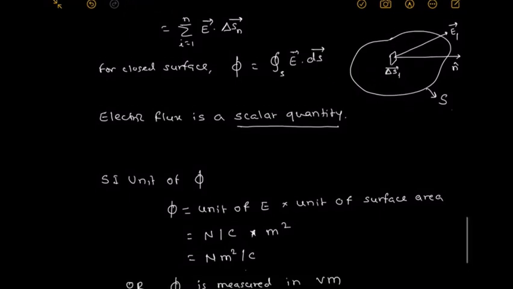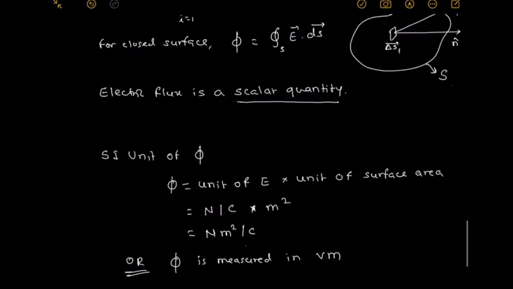Or if we use the unit of electric field we defined earlier, volt per meter, then in terms of volt and meter, what is the SI unit? Volt per meter multiplied by meter square. Then it becomes volt meter. And that is the unit which comes under electric flux.